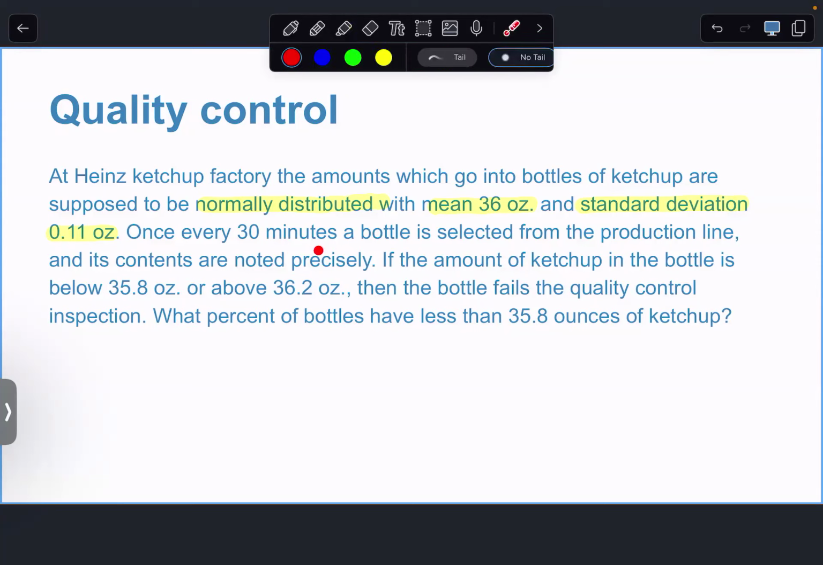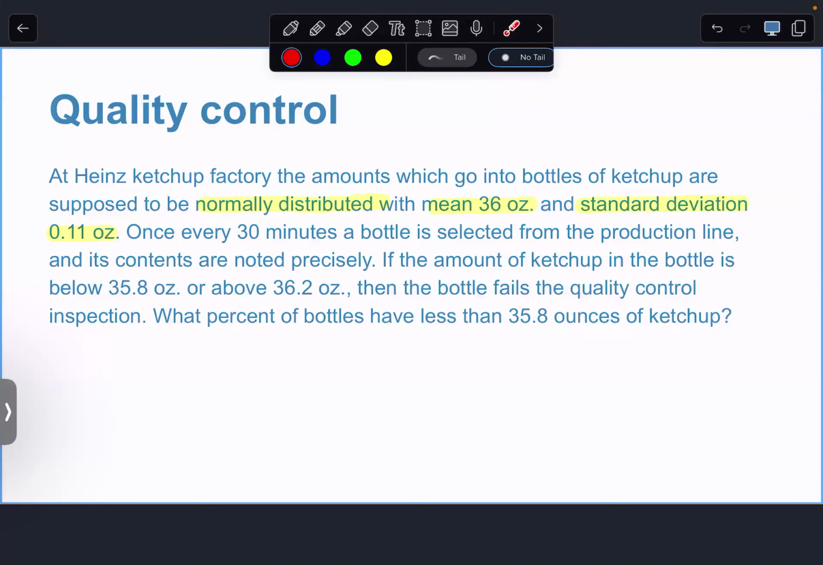Once every 30 minutes, a bottle is selected from the production line and its contents are noted precisely. If the amount of ketchup in the bottle is below 35.8 ounces or above 36.2 ounces, then the bottle fails the quality control inspection. Then we're asked what percent of bottles have less than 35.8 ounces of ketchup.